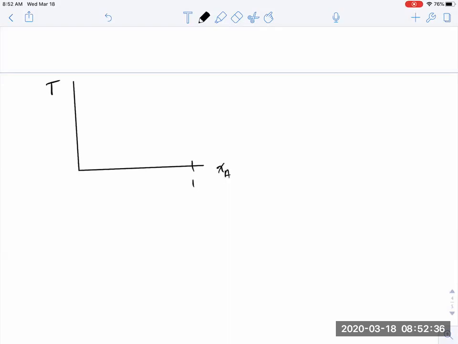So over here on the right, we have a solution that is only species A. Over here on the left, only species B. Now we're considering boiling. So at high temperature, we'll have a vapor. At low temperature, we'll have a liquid.